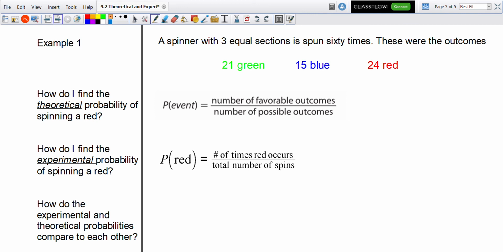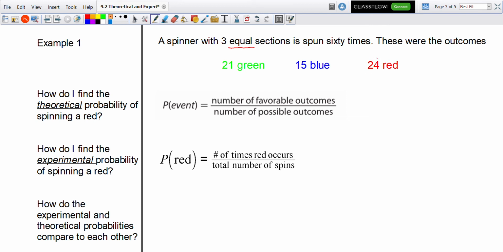So let's start with some examples here. If I have a spinner with 3 equal sections, it's uniform, right? 3 equal sections, and we spin it 60 times. We sit there and we spin it 60 times and record every single one of the outcomes, right? Here's what we got in the actual experiment. 21 of those were green, 15 were blue, 24 were red.